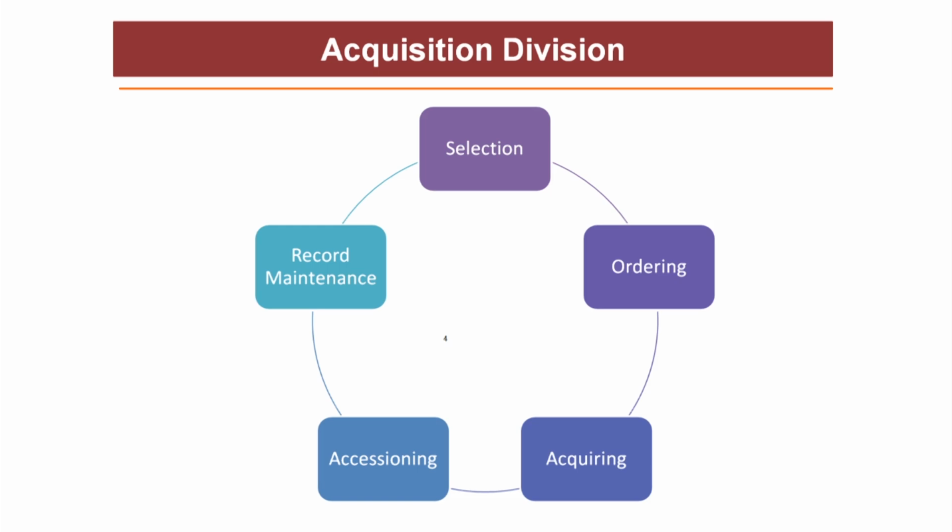When we talk about the acquisition division, we are getting something for the library. That means it has a procedure or some kind of hierarchy. In that way, the activities carried out in a particular acquisition division can be further divided into many activities, such as selection, then ordering, and then the third procedure is receiving, the fourth one is accessioning, and the last one is maintaining of records. These are the major 5 activities which happen in an acquisition division in a traditional environment.